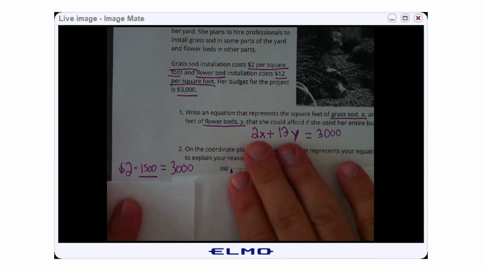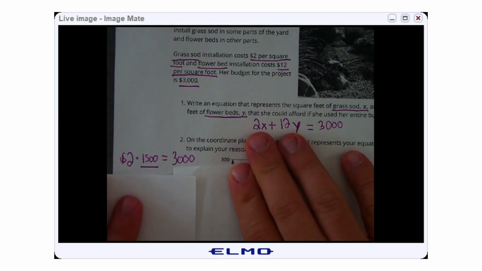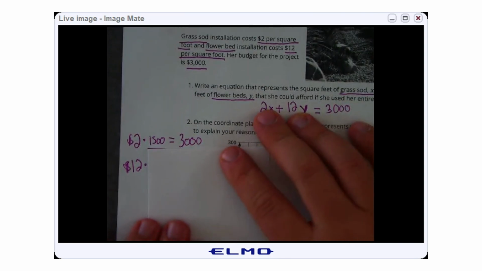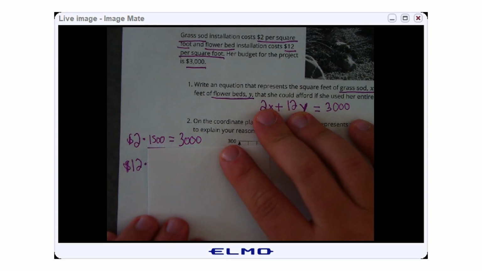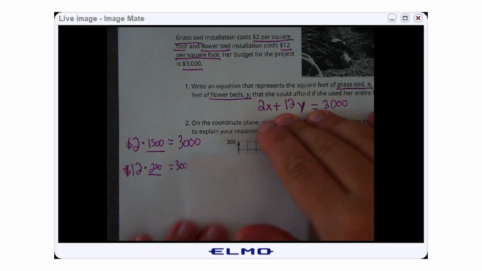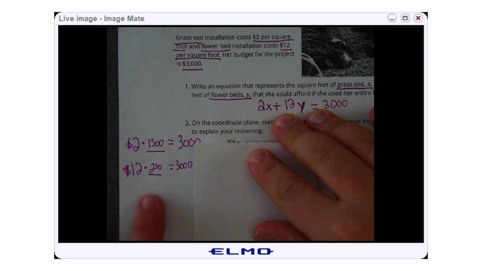Okay. The next point I'm going to find is when we only spend money on flower beds. So 12 times something is going to get us 3,000. Again, you can guess and check, or you can do 3,000 divided by 12. That will get you the same value. That value is 250. So 12 times 250 would equal 3,000. Again, I would go on the y-axis this time at 250, and I would put a dot there.